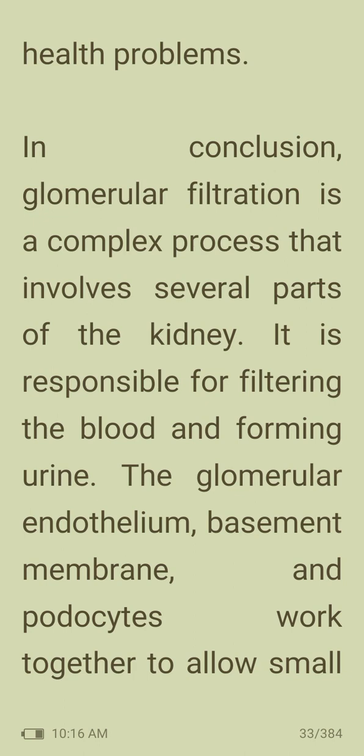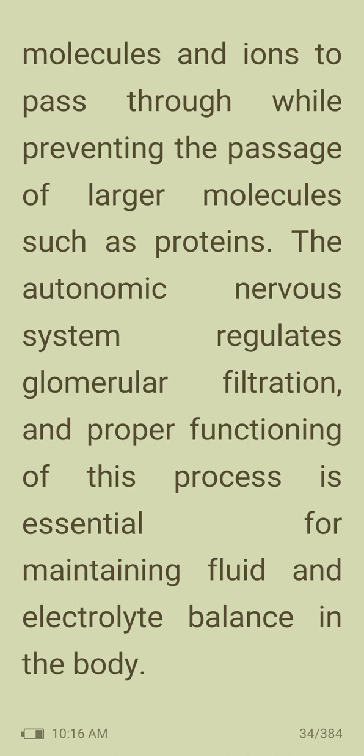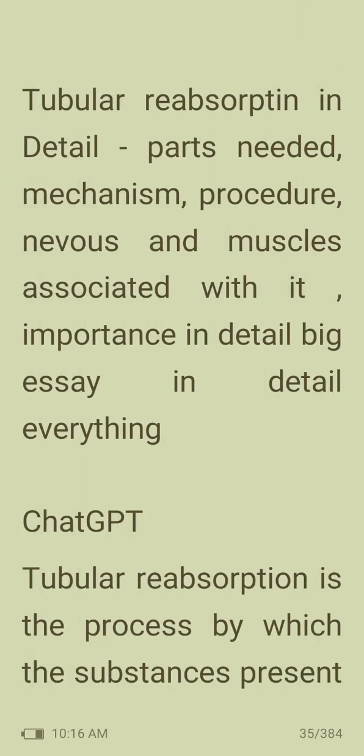So, in conclusion, glomerular filtration is a complex process that involves several parts of the kidney. It is responsible for filtering the blood and forming urine. The glomerular endothelium, basement membrane, and podocytes work together to allow small molecules and ions to pass through while preventing the passage of large molecules such as proteins. The autonomic nervous system regulates glomerular filtration, and proper functioning of this process is essential for maintaining fluid and electrolyte balance in the body. Then, tubular reabsorption in detail.